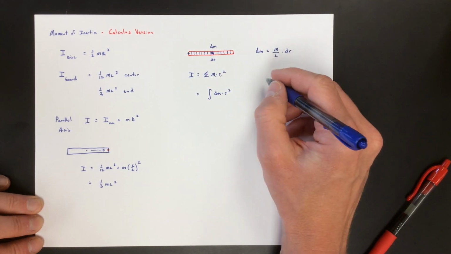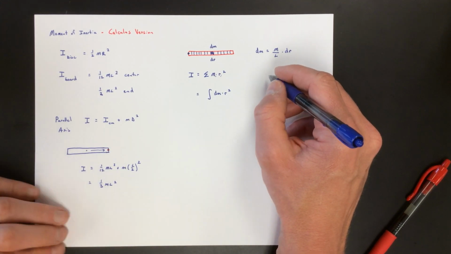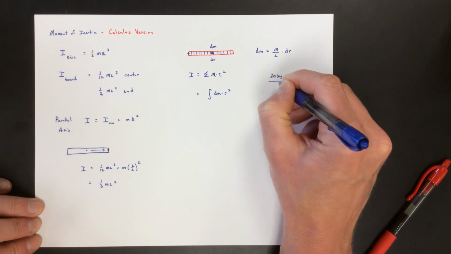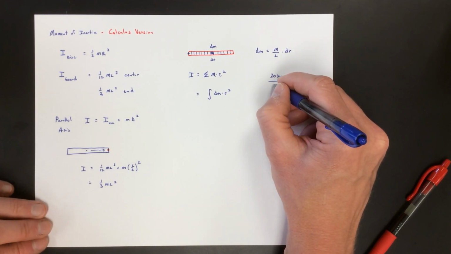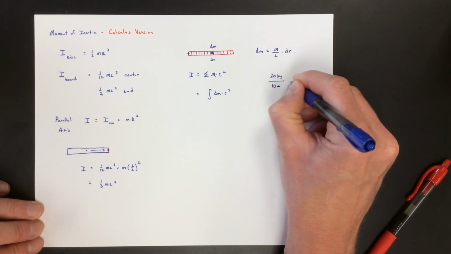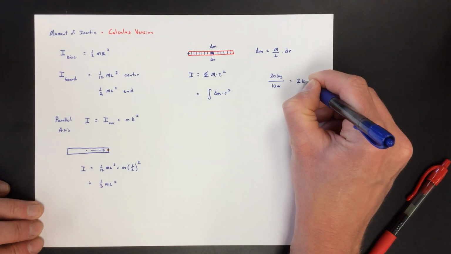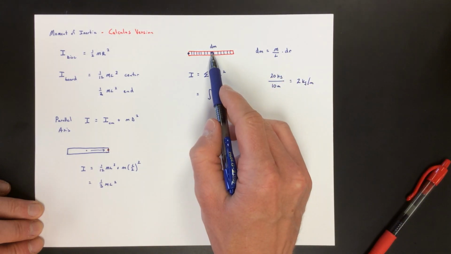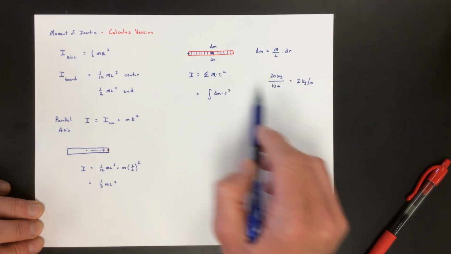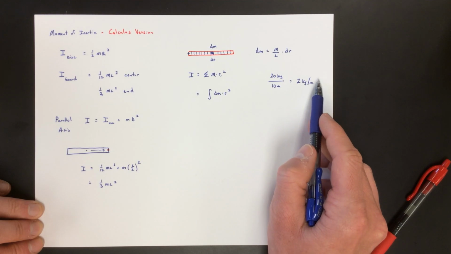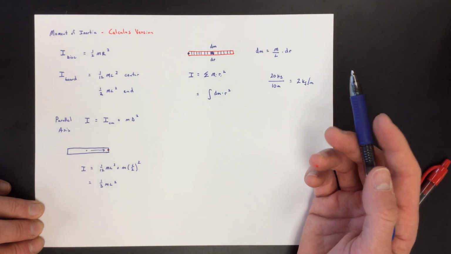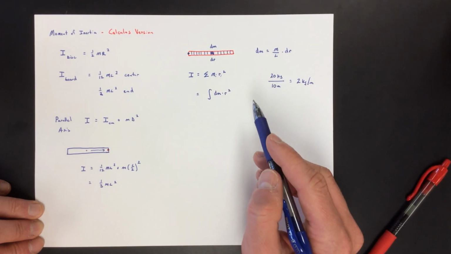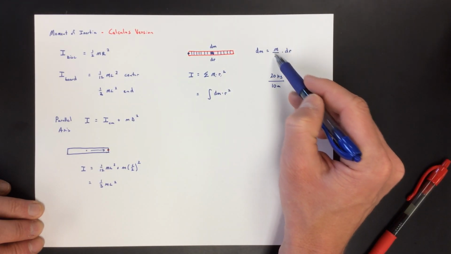For instance, if you knew that the total board had a mass of 20 kilograms and the board was 10 meters long, then the density of the board was 2 kilograms per meter. If you were dividing this up into 1 meter segments, then 2 kilograms per meter times 1 meter would give you 2 kilograms in each of your 10 segments. Hopefully this idea makes sense.